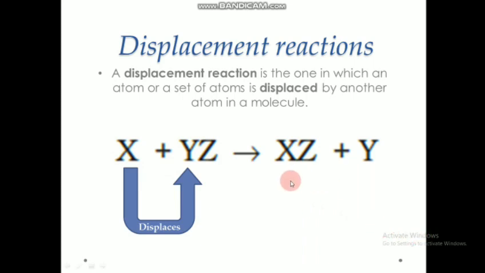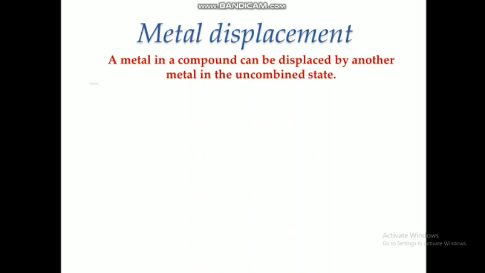So as we discussed, we do have two types of displacement reactions, which are metal displacement reactions and non-metal displacement reactions. First, we will see the metal displacement reaction. So a metal in a compound is displaced by another metal in its uncombined state. So that is what metal displacement tells us. A metal only is displacing another metal, which causes metal displacement.